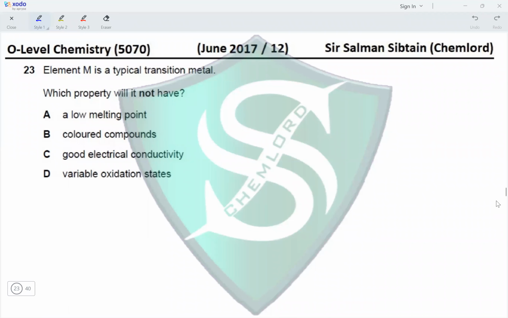Question 23. Element M is a typical transition metal. Which property will it not have? A low melting point? Yes, transition metals have high melting points. Colored compounds, all transition elements form colored compounds. Good electrical conductivity, all of them are metals, so they will conduct electricity really well. They have variable oxidation states. It is a property of transition elements. So option A is the correct option for this question.